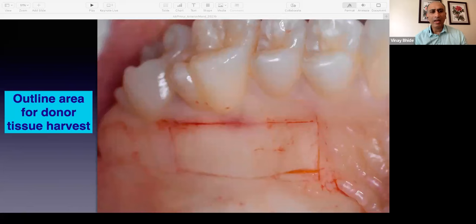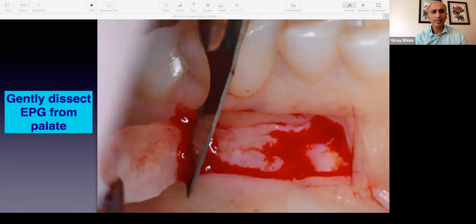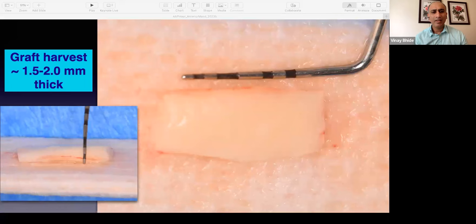We're going to outline the area for donor tissue harvest on the palate to match our dimensions. We then gently dissect the epithelialized palatal graft from the palate. And we're aiming for a graft that's about 1.5 to 2 millimeters thick. We are going to get some shrinkage, so we want to compensate for that by having a graft. We want to err on the side of thickness.